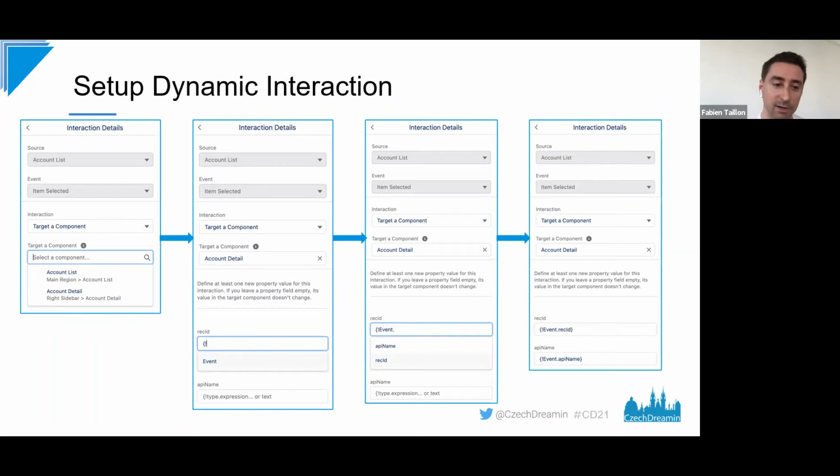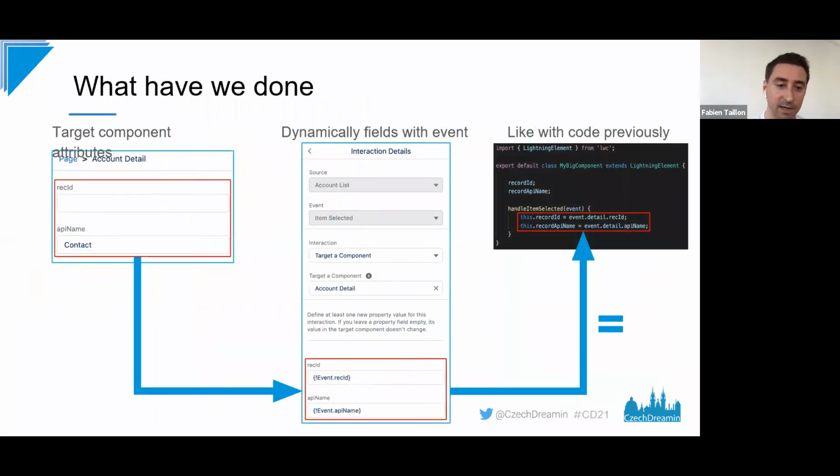Well, you just have to set up what kind of component you want to target. So we will select the account detail, and we will select the record ID and API name with the events coming from the component from the left. So it's not hard-coded anymore. It's now coming from the event.